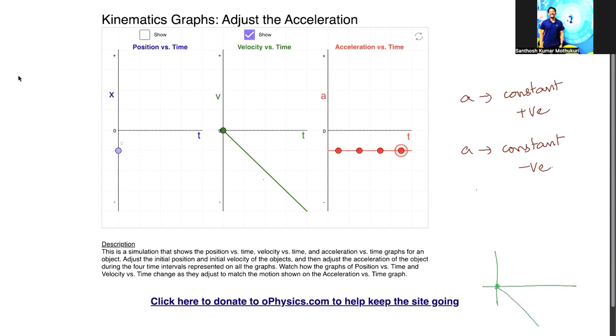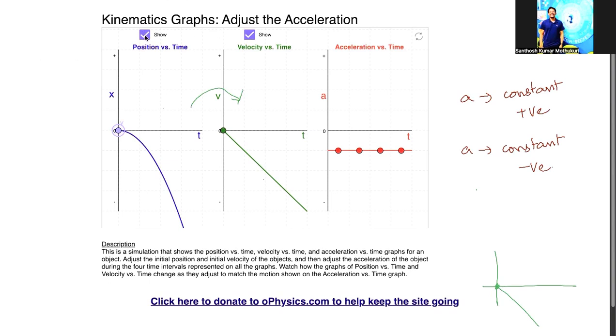Now let me check on the position versus time graph of the same. Look at the position versus time graph. You can just take it to 0. This is how the position versus time graph looks like. Here, you may think, how can I translate this graph to this graph now? All right. So let us go back to the previous one.